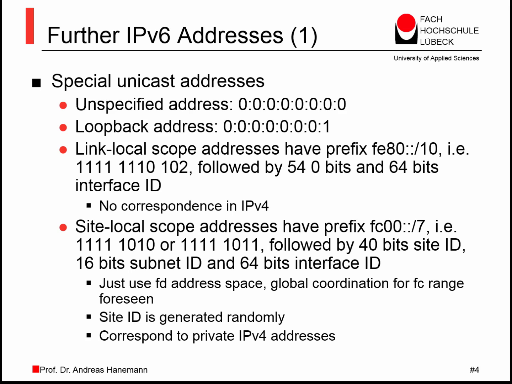In case of a merger of two organizations, this is only a problem if the site IDs are identical and they also want to merge their networks. For the address space FC, a global assignment is planned so that this problem would not occur. In addition to these address spaces with limited scope, there are also globally valid IPv6 addresses.